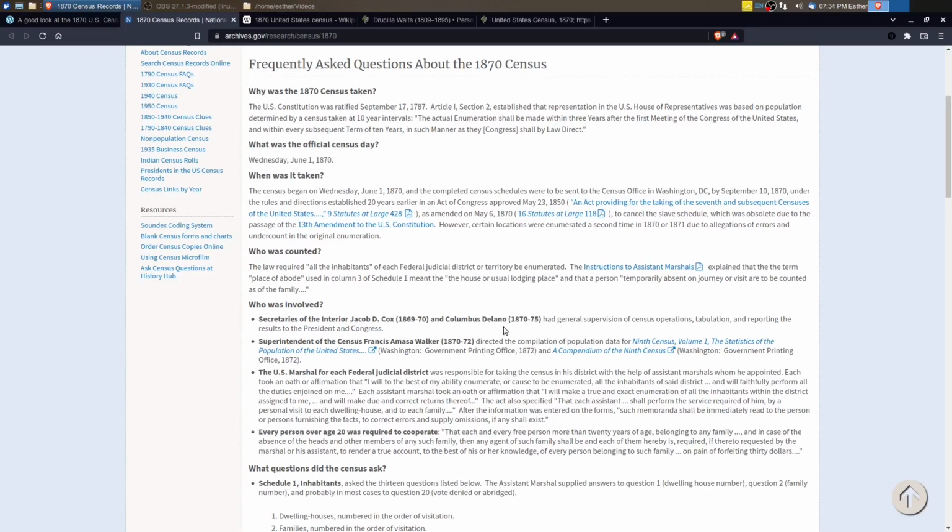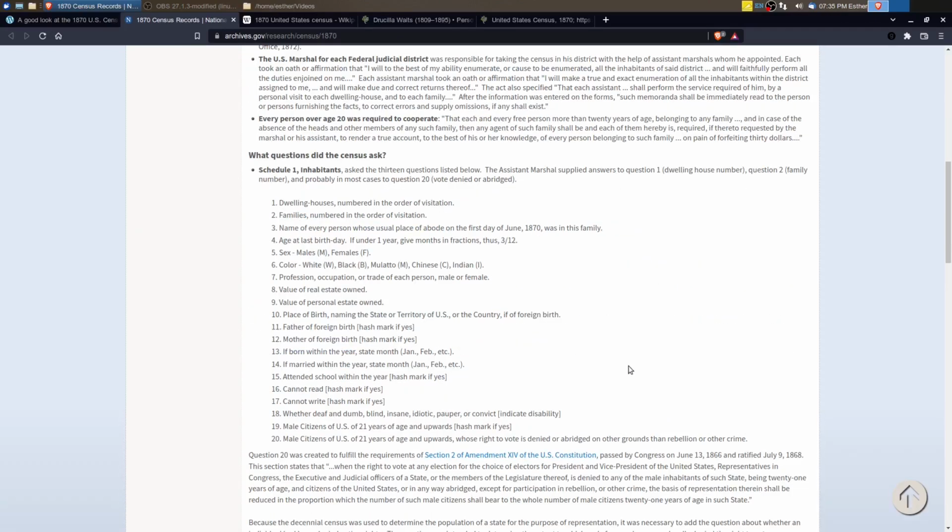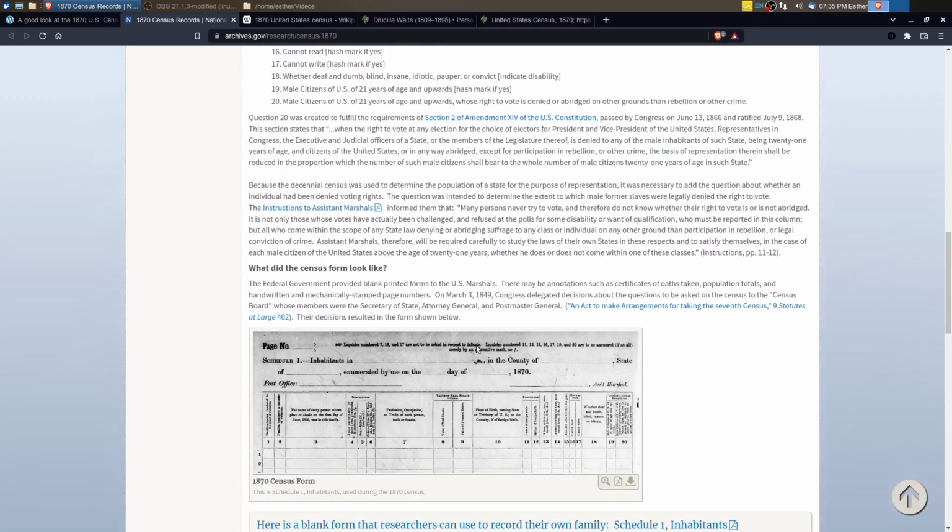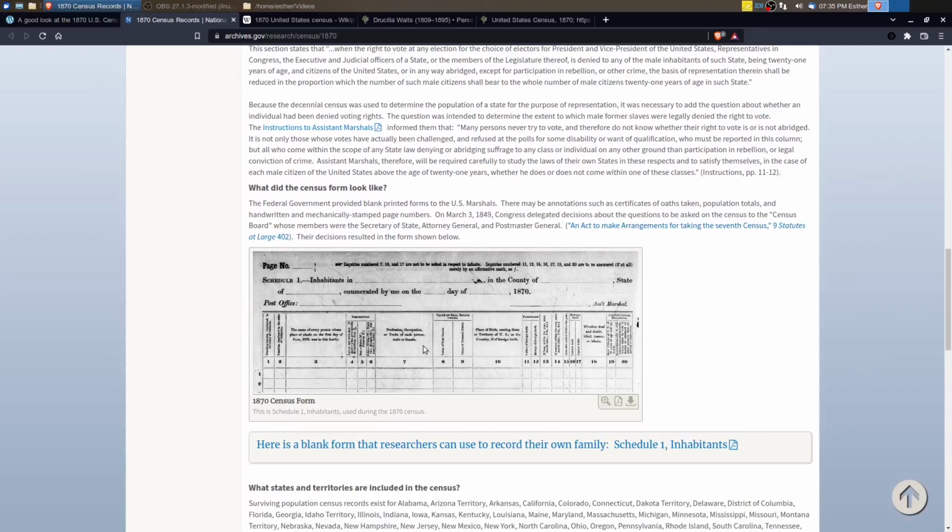Cox and Columbus Delano. So the questions asked on the 1870 census were very similar to the 1850 and 1860 census. There were a few differences. This was one where they also collected information about parents who may have been of foreign birth. There were also some questions about whether somebody was ever denied the right to vote for whatever reason. So there were a few differences, and you can see what the questions were here. There's a blank form here that you can look at to see what it looked like. You can also download one if you want to use it for transcribing your family.